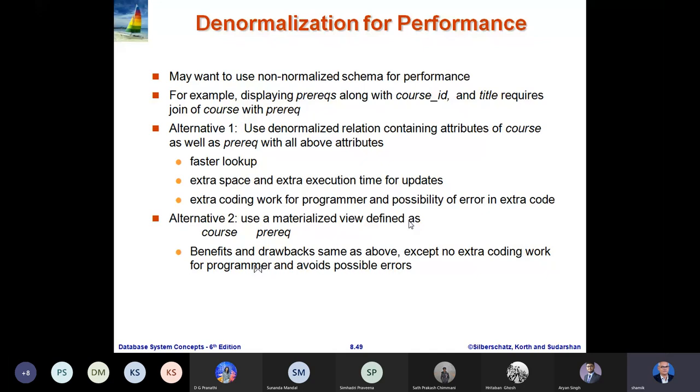The other option is to use a materialized view. As I mentioned before in the context of views, we may want to do those joins and create a view, and then we materialize it, and in that materialized view we keep the data. Now, when it is a materialized view, remember we said that we have to ensure that whenever the underlying tables are updated, the data in the materialized views is also updated.